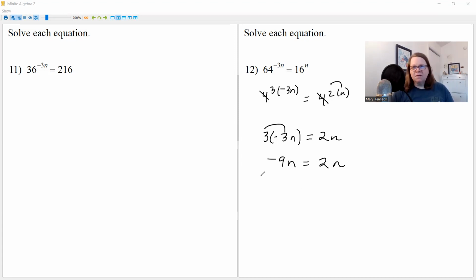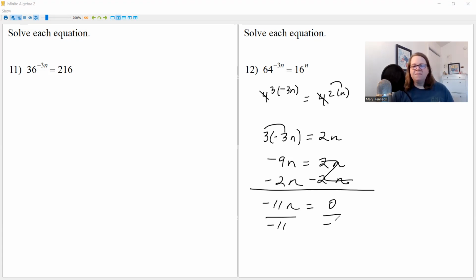All right, that looks kind of funny. So remember back to way back in Algebra 1, these can be tricky. We're solving for n, so I'm going to subtract 2n. We could add 9n to both sides. It's up to you. It's negative 11n equals, there's nothing left over here, it's just 0. So you'll divide by negative 11 and get n equals 0. So all of that means that n equals 0.